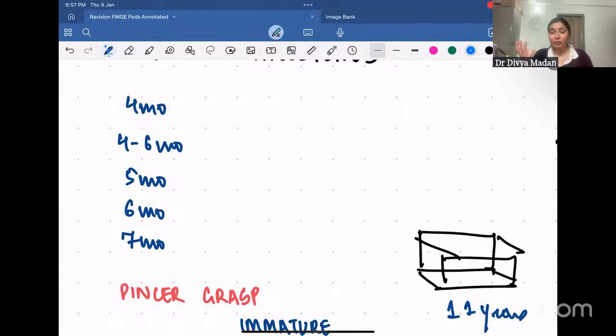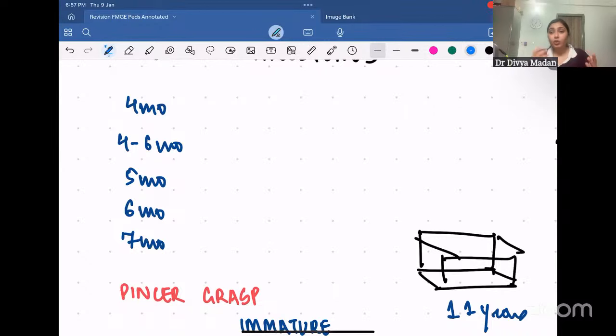Palmar grasp is a primitive milestone. If you look at a newborn baby and stroke the palm of the baby, the child will hold it. This is the palmar reflex. So this is a reflex that is happening with the baby. The baby is not trying to grasp your finger like you would. It's just the reflex. Because of that reflex, the child is holding that finger or the object.